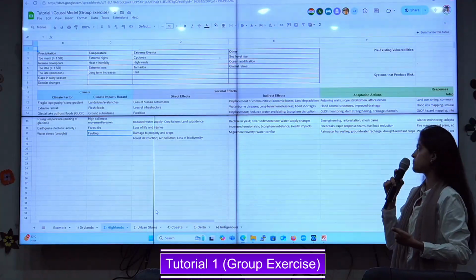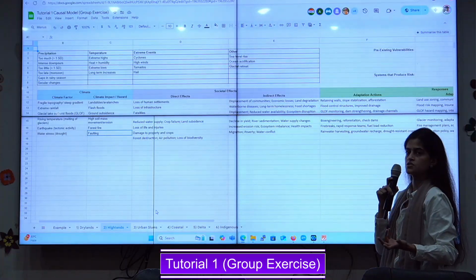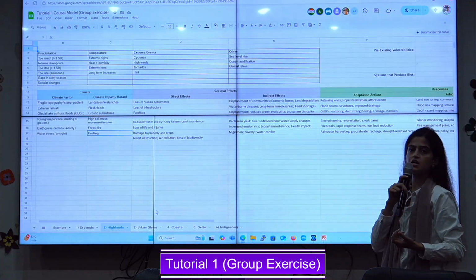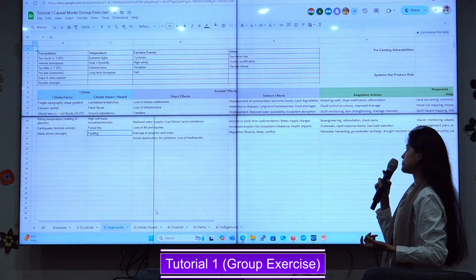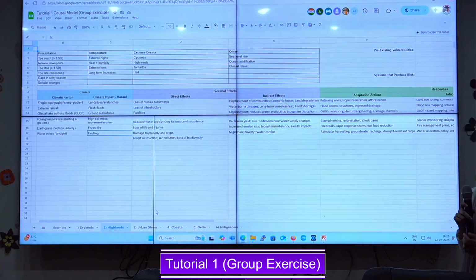Coming to more of them, I'd like to add decline in yield wherever there is terrace or subsistence agriculture taking place in the mountainous regions. River sedimentation, as obvious. All right, we'll have to wrap up there.